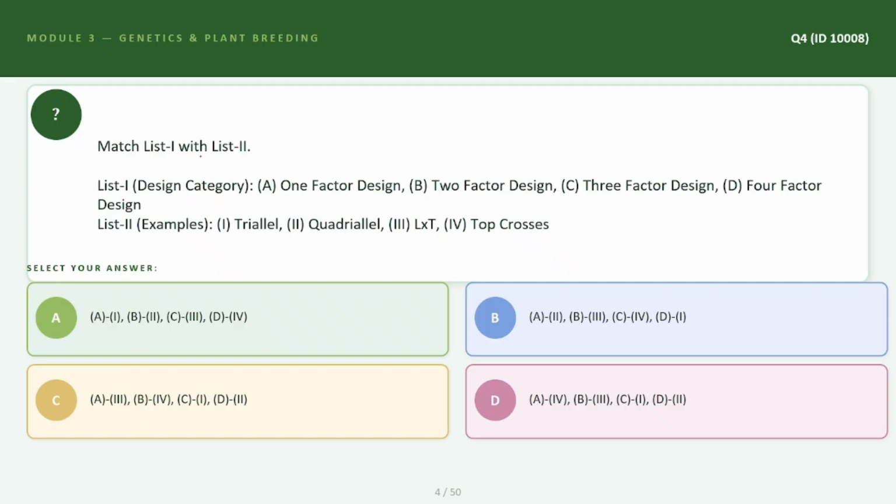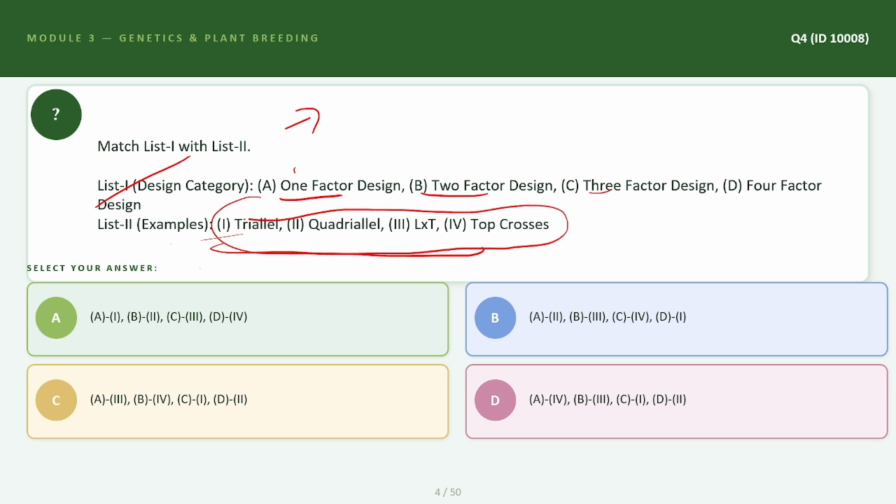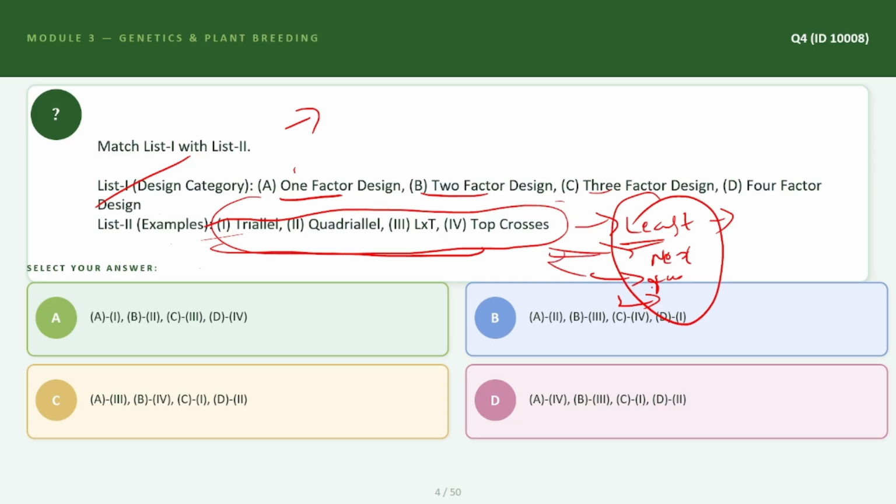Then there is another question asked in match the following: one factor, two factor, three factor, four factor, belonging to which? It is simple, and here is a simple trick to remember this. See which design or analysis will give the least information. Put it in factor one, then the next, and the next after that. Like that, you have to arrange them, and you just have to guess if you don't know.